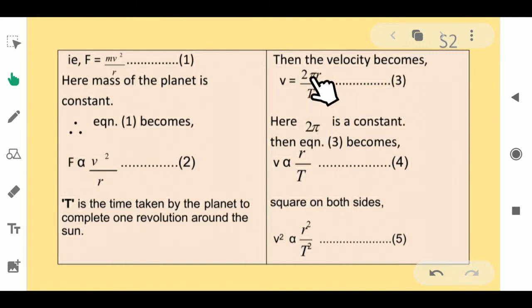Here, this 2 pi is a constant. Then equation 3 can be written as v proportional to r by t, because we are removing this 2 pi from the equation. It can be taken as relation number 4. Then square relation number 4 on both sides. Then you will get v square proportional to r square by t square.